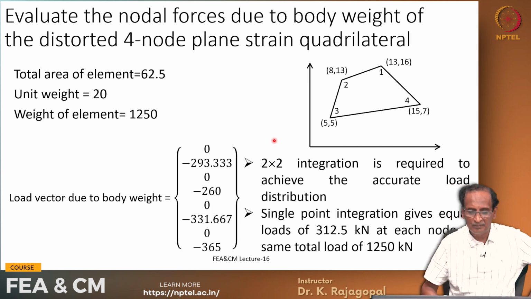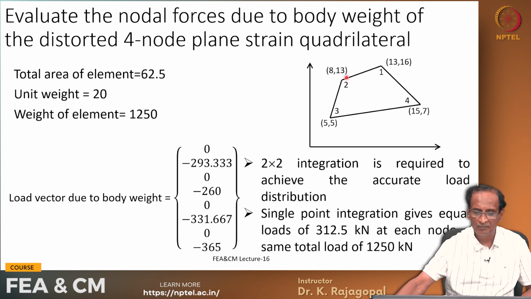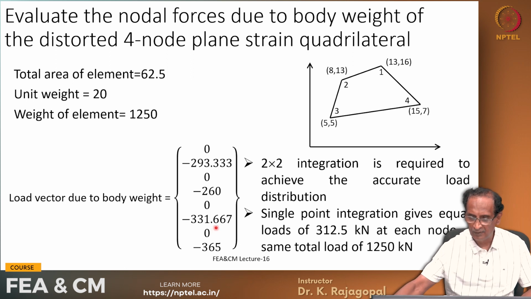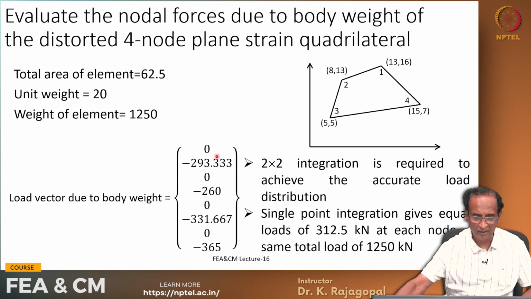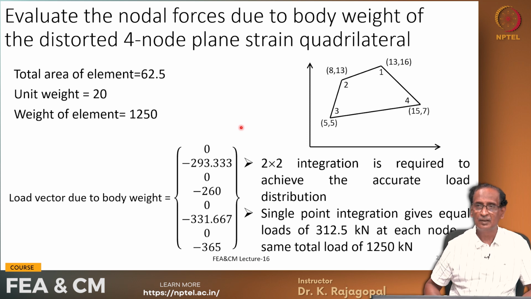So now let us do the same calculation for a distorted element, a plane strain distorted element. Our coordinates are like this, and with the 2 by 2 integration these are the loads at different nodes. If we use 1-point integration we get the load of 312.5 at each of these 4 points, adding up to a total of 1250, but then the nature of distribution is different.